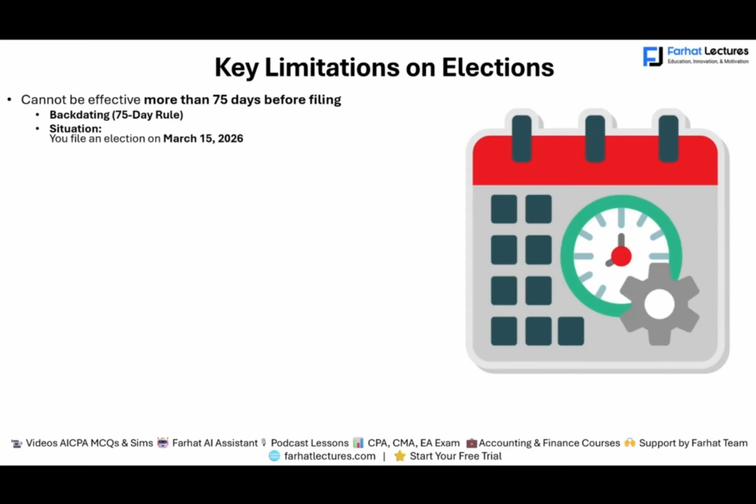So let's look at this situation. You file an election on March 15th, 2026. What's the earliest effective date allowed? You can go back 75 days, which is about 2.5 months. You could say, I want my election to be treated as an S corporation as of January 1st, 2026.